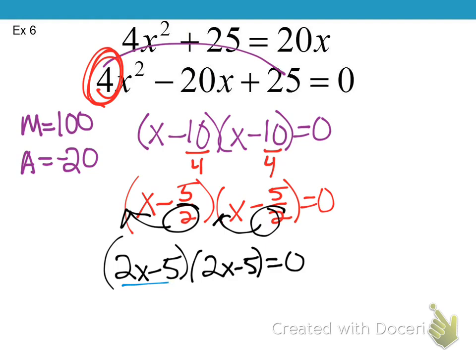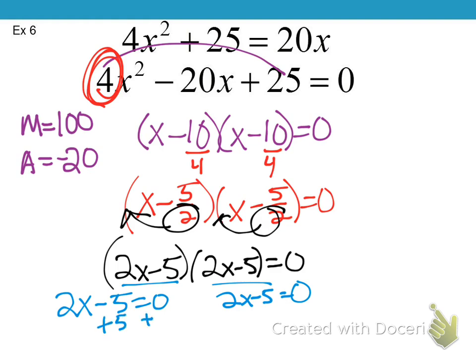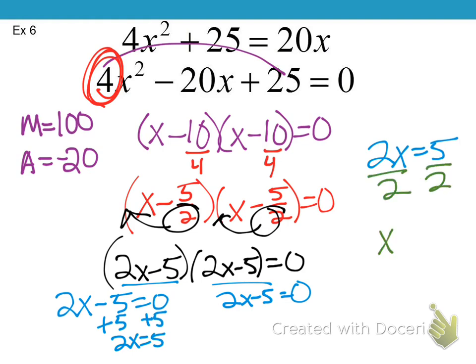Yeah, you can write it both times if you want, but it's going to give you the same answer. You can't really have the same answer more than once. So just solve one of them. So add 5. So I have 2x equals 5. Then what? Divide by 2. So x equals 5 over 2.